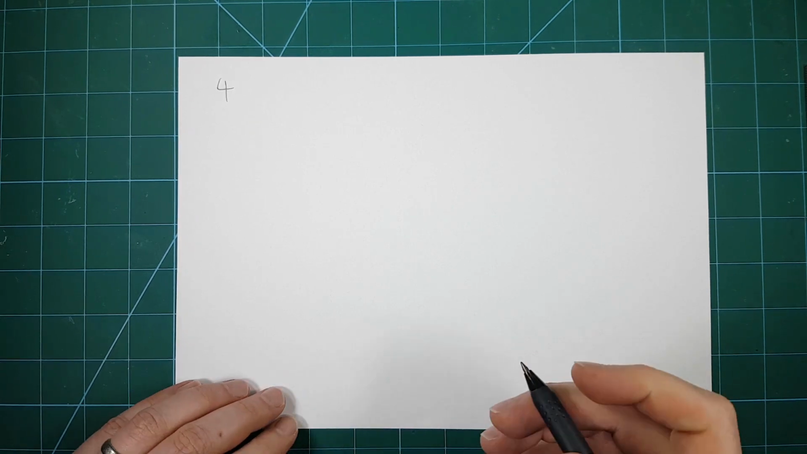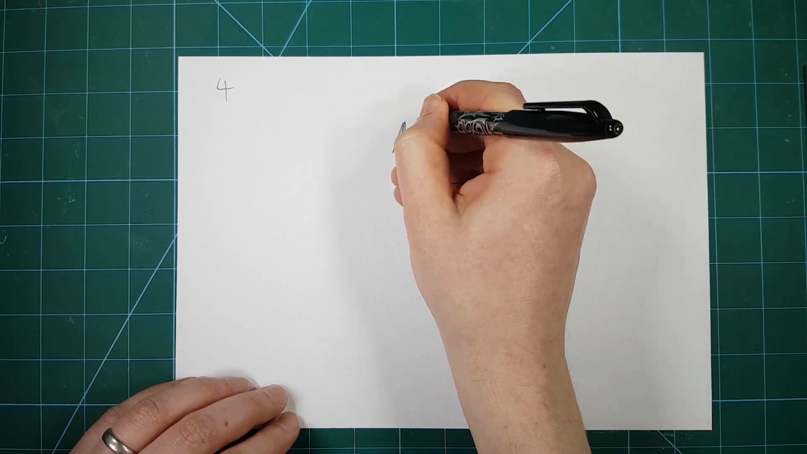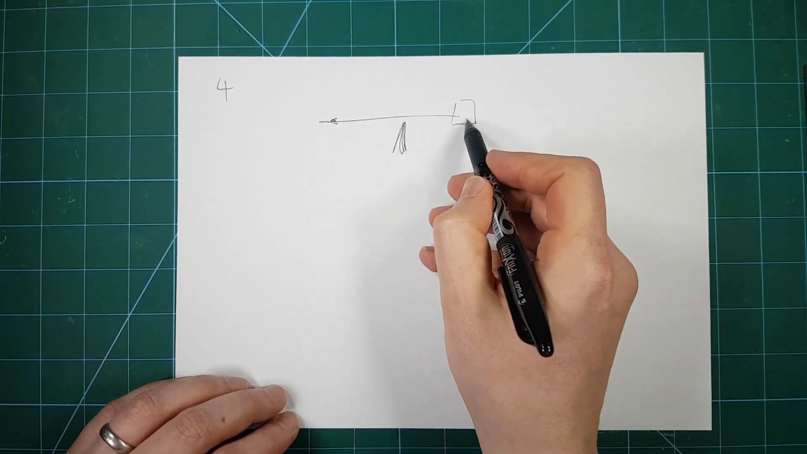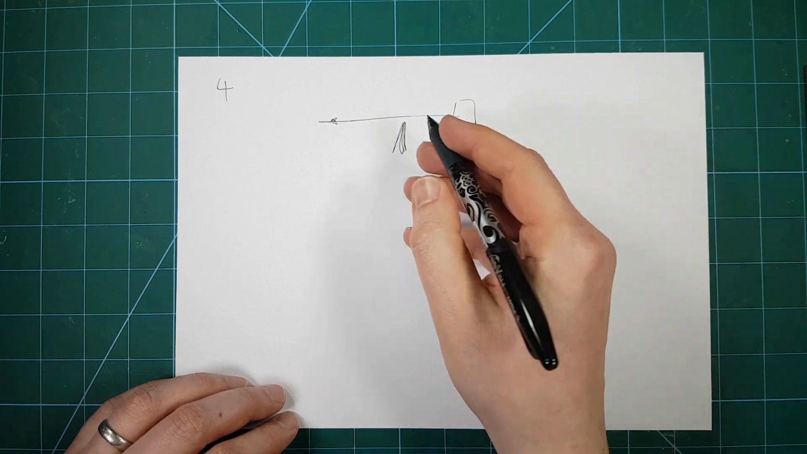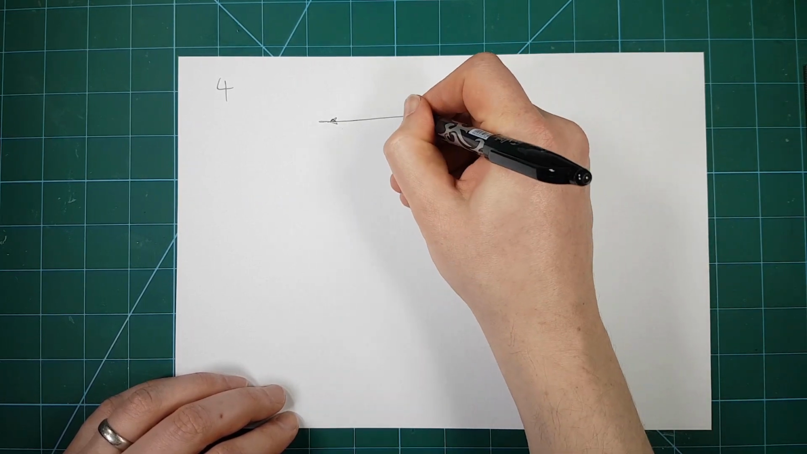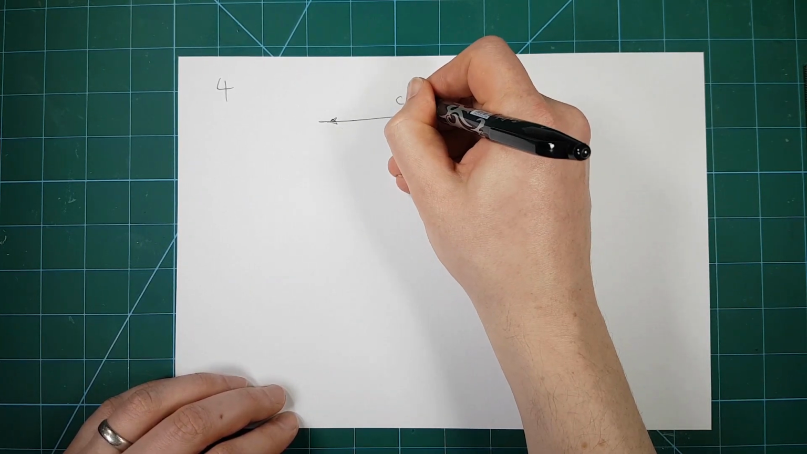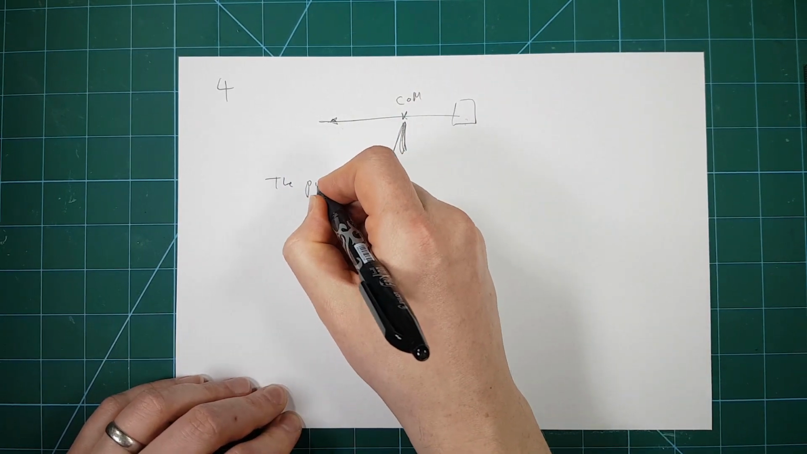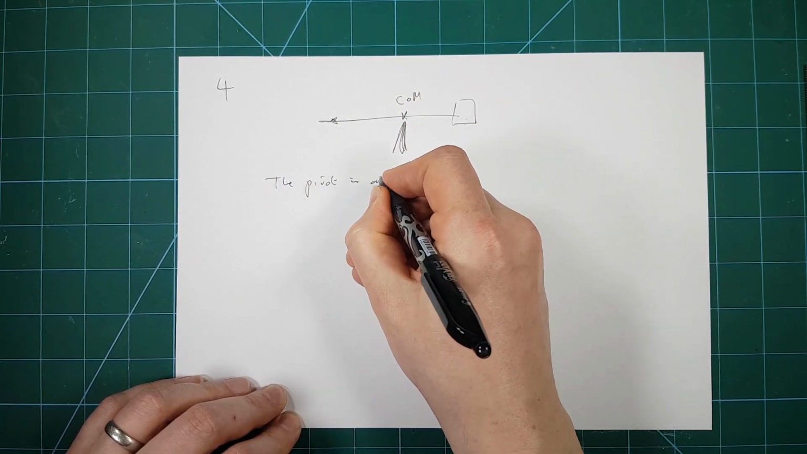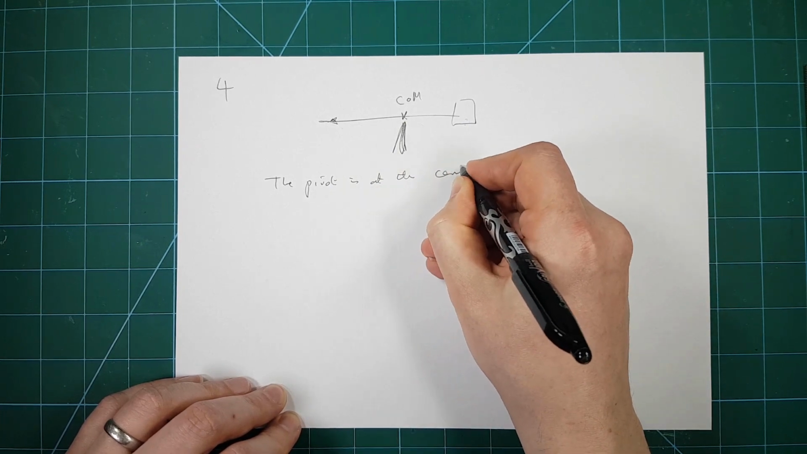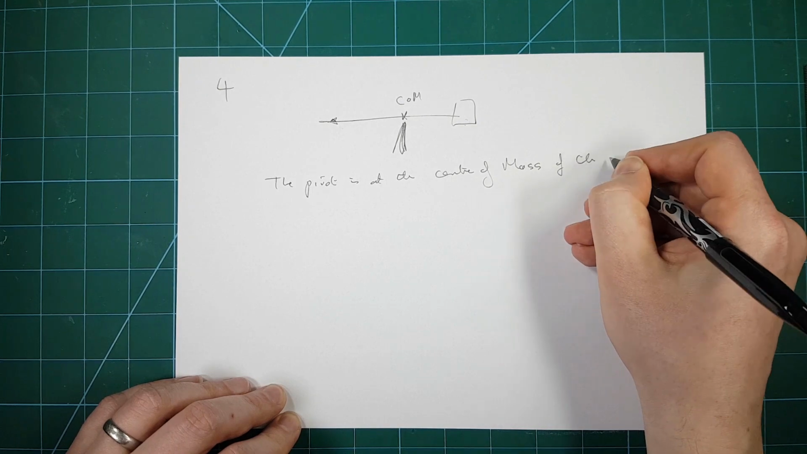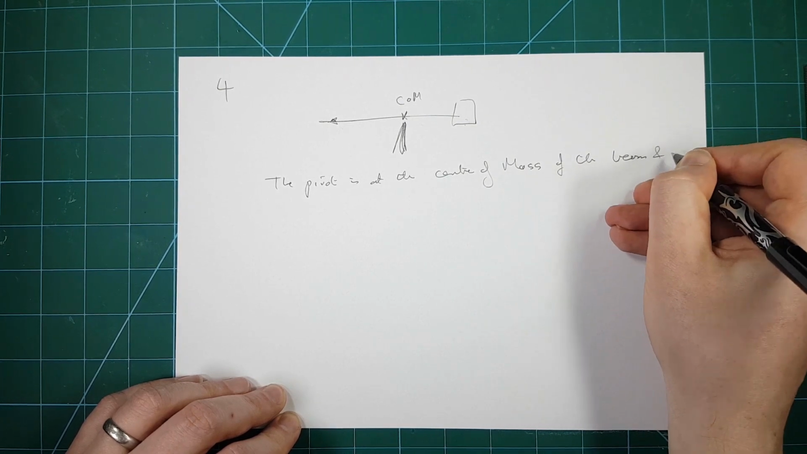So the idea here is that we've got a pivot in the middle and we've got a box and a thing there. And this one has to balance this one. So the way you get that is by putting this at the center of mass. So the pivot is at the center of mass of the beam and bucket.